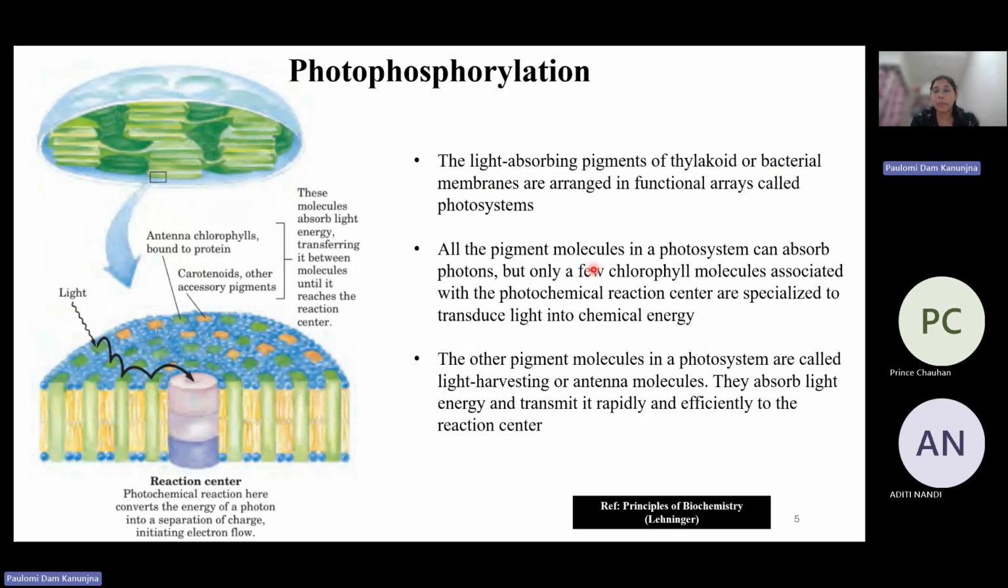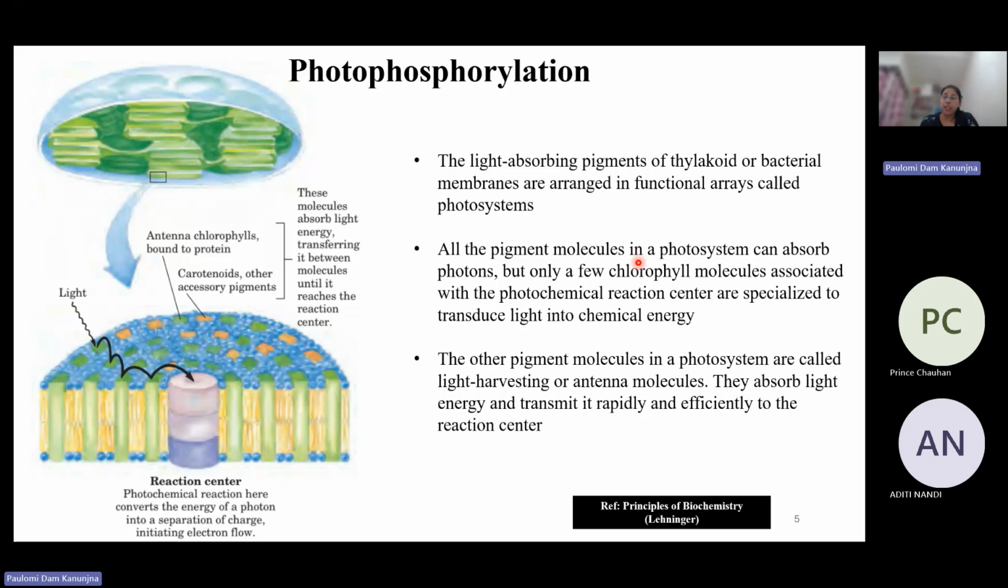right? Now, all the pigment molecules in a photosystem can absorb photons, right? So everybody is absorbing photons, but you only have certain chlorophyll molecules which are associated with a photochemical reaction center that specialize in transducing light into chemical energy. So let's break it up and understand. You have a chlorophyll and you have several free chlorophylls. This chlorophyll, the central one, let's say, is bound to several other components that we will see in a while. So this one is actually able to take energy from solar radiation and then transmit the energy to other electron carriers, right? But the other chlorophylls are free.